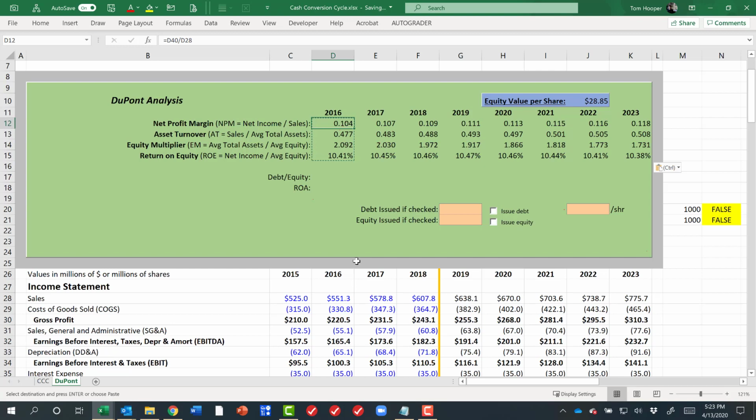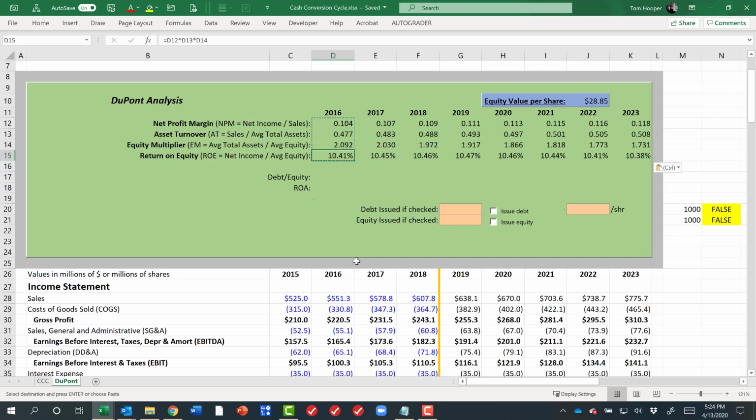Net profit margin, net income over sales, is actually going up. So the company's becoming a little bit more efficient with their sales. Asset turnover, how well they're generating sales from their total assets, is also going up very, very slowly. But the equity multiplier, the average total assets divided by the average amount of equity, is going down. All those happen to work out that our return on equity is staying relatively constant.